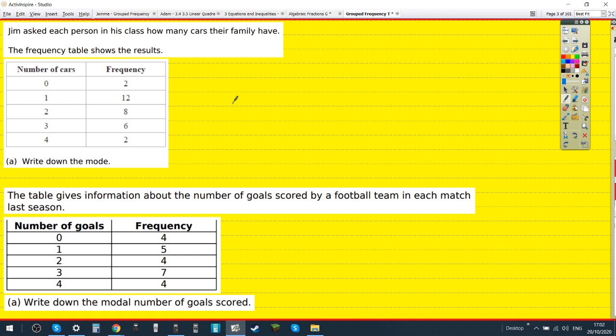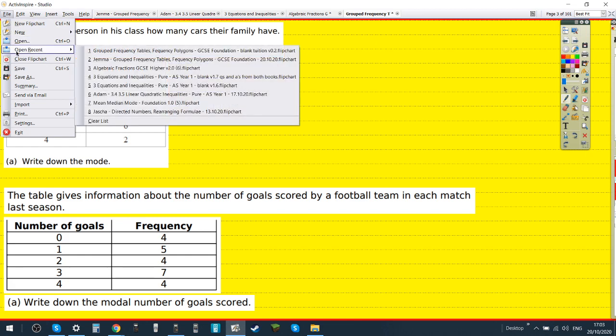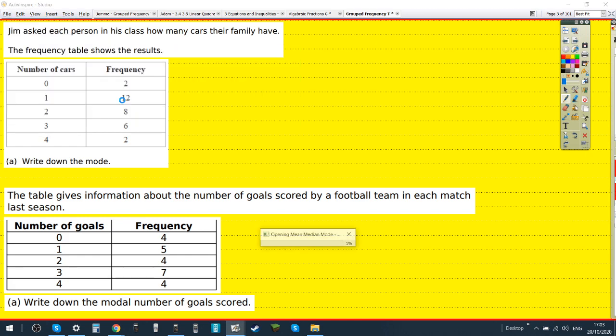Is it 2? And how did you get 2? Because it says write down the mode and there's 3 2s. Nope. So this one, maybe I need to redo this. One second. Mean, median, mode, that's what I need to do. One second. I only made this today, so I haven't worked out the bugs in it.